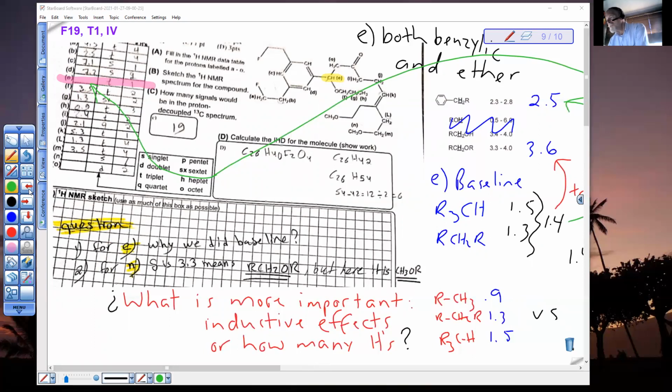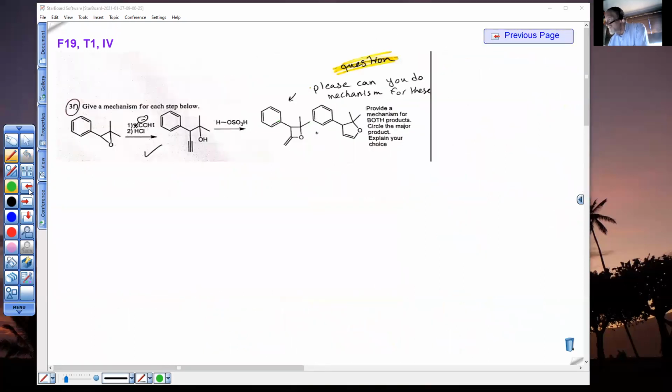And after our little break, we're going to do a mechanism here, and it's an oldie. And it's an oldie with some critical thinking because it's the same mechanism as acid catalyzed hydration, except instead of using water, we use an alcohol. So look ahead at that in Fall 19, Test 1, Part 4, 3F, and I'll see you shortly.